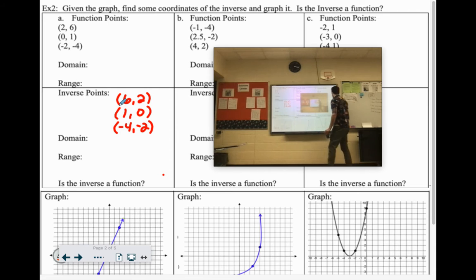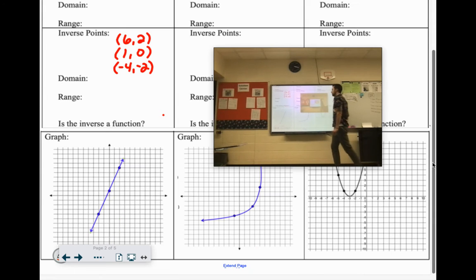So we have (6, 2), (1, 0), and (negative 4, negative 2). So if we were to come down and graph those points now, (6, 2), (1, 0), and (negative 4, negative 2).